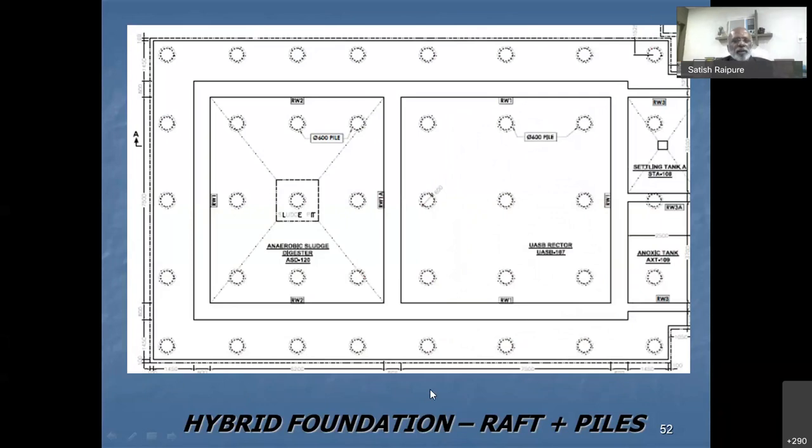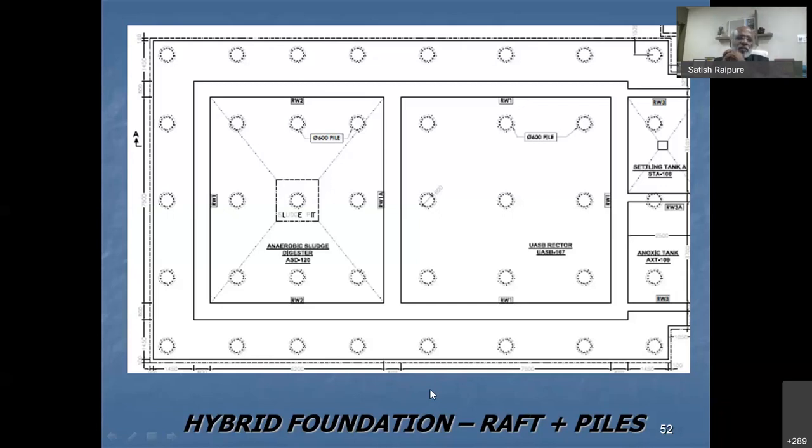This is a hybrid type of foundation, raft plus pile. When the strata is not good and the hard strata is also not available at a greater depth, then we go for the combination of this raft plus pile. This also helps in reducing the area of the raft.